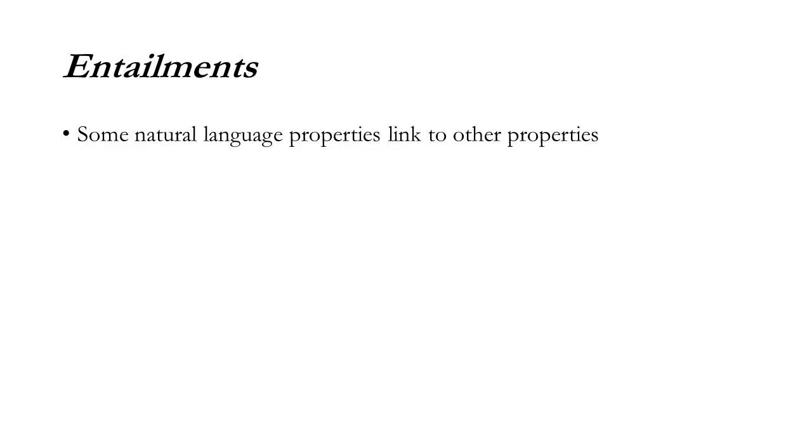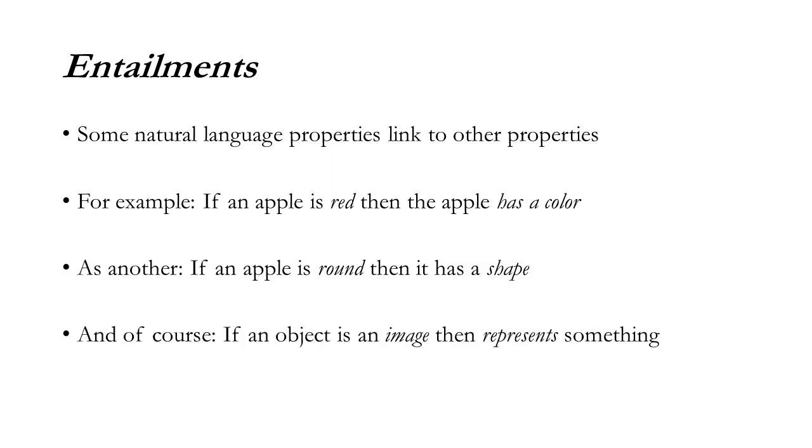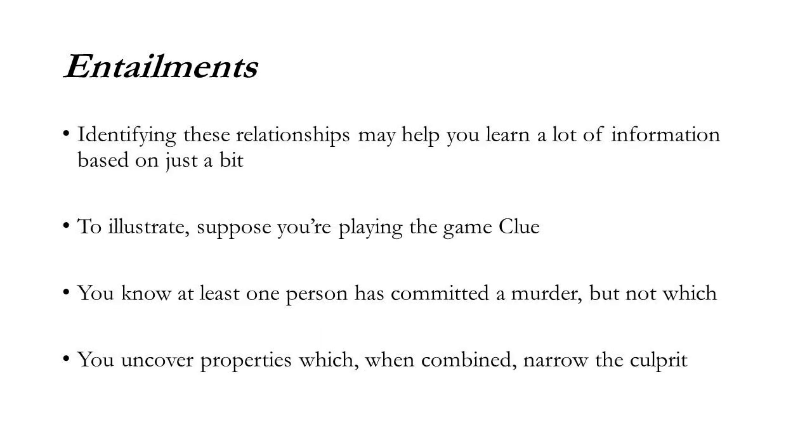Now, some natural language properties link to other properties. For example, if an apple is red, then the apple has a color, and those are both properties. If an apple is round, it also has a shape. Again, properties. And of course, if an apple is an image, then it represents something. Representing something can be a property as well. Now, identifying these relationships may help you learn a lot of info about things just based on a little.